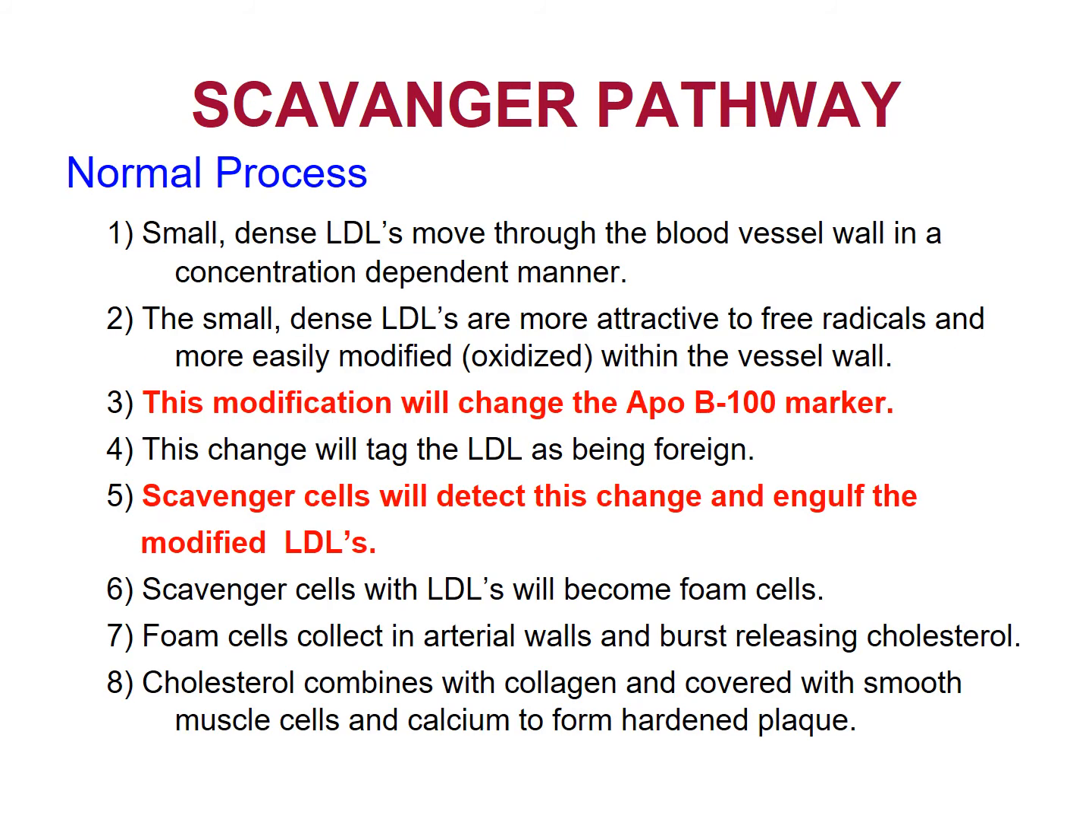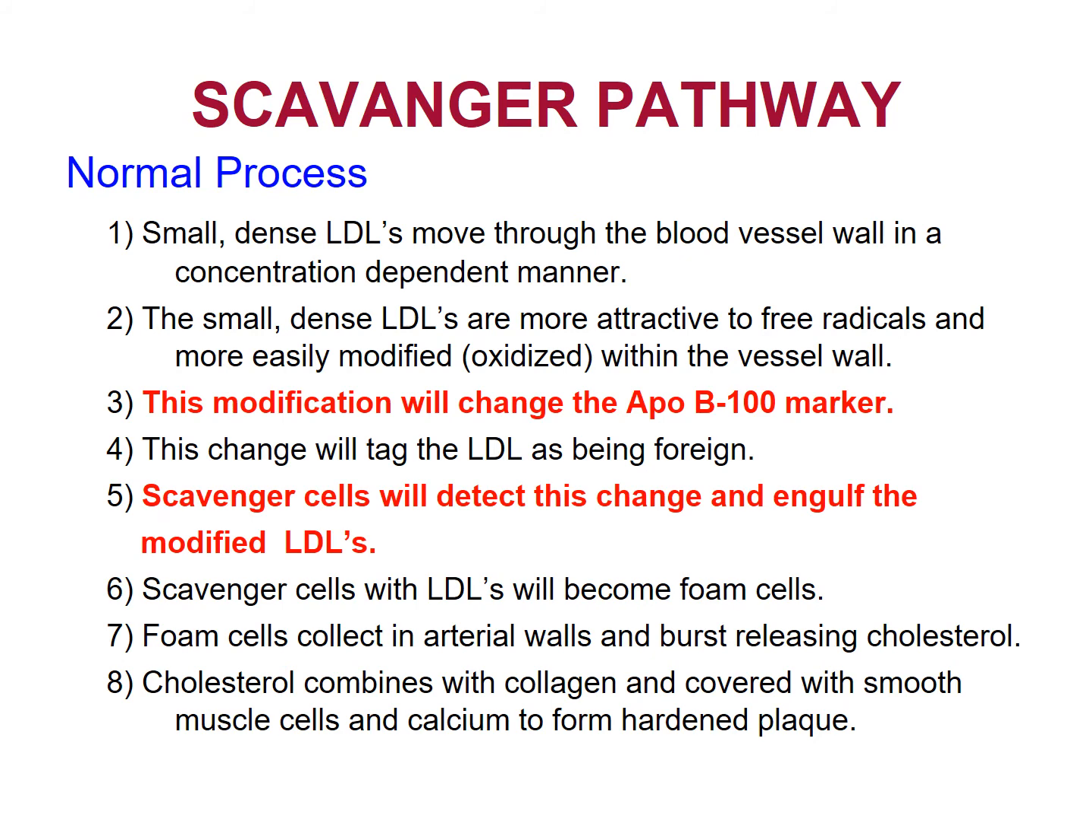So if you read the red part, and in your PowerPoints you can read the rest, basically we're looking at small, dense LDLs, and there's going to be a modification that is going to change the ApoB100 marker. So remember that in your body you have identification markers on your cells so that your body knows those are yours. That's how it identifies, like, a virus or a bacteria: they don't have the identification markers that are normal, and so the body will attack it.